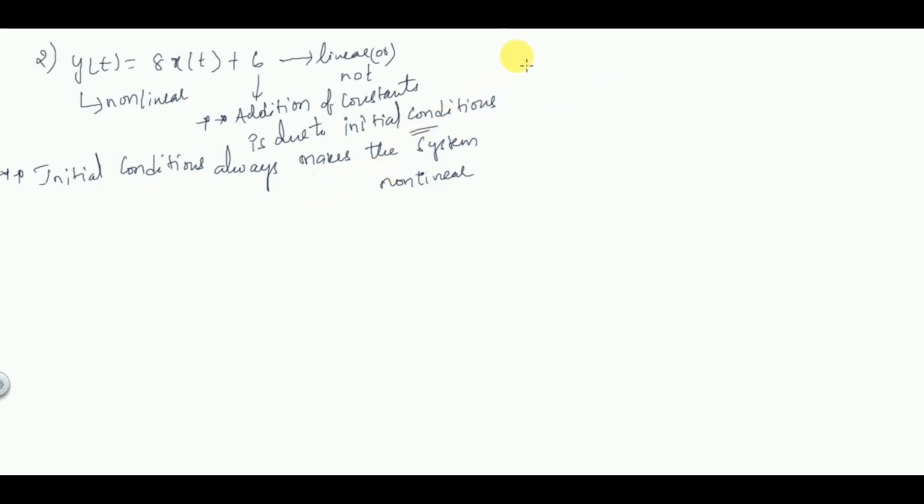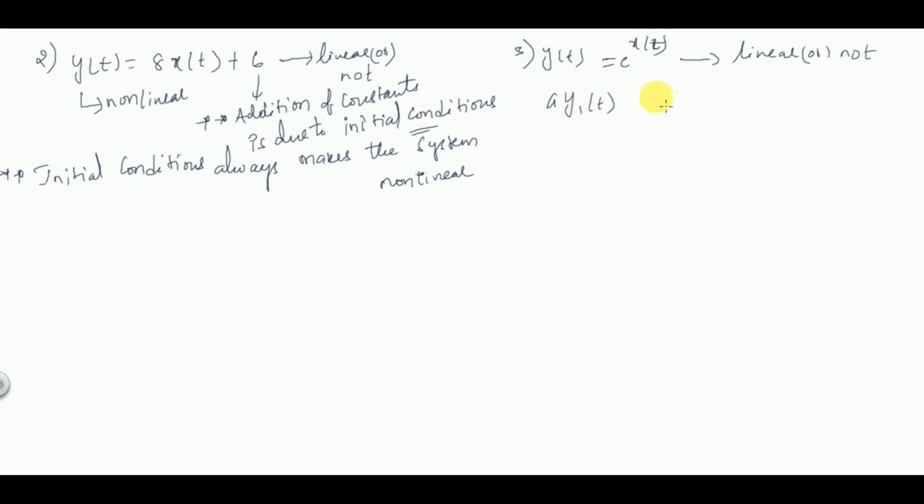Suppose you have another example, y of t is equal to e power x of t. Whether it is linear or not, the question asked is the same. So what is the answer? Anybody? Pause the video here, solve it on your own, and then come back for the solution. Pause the video now.